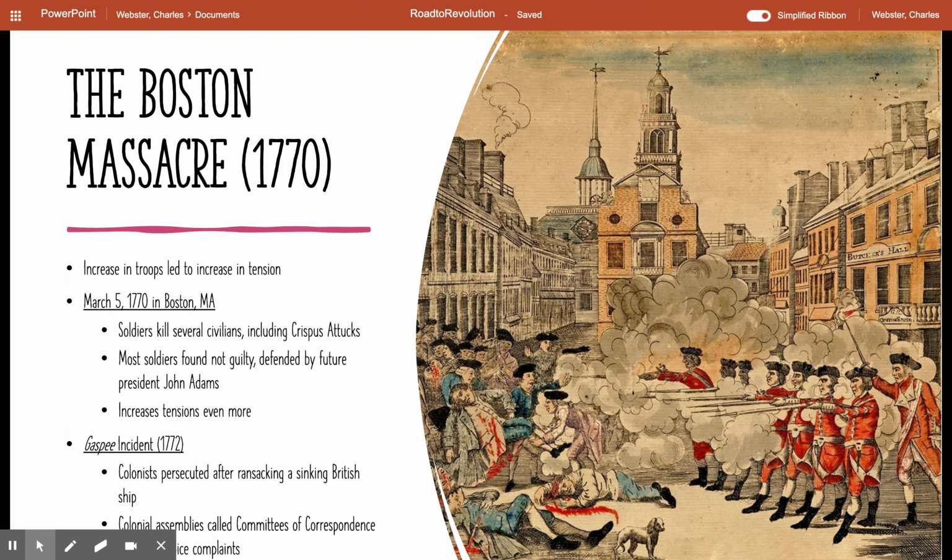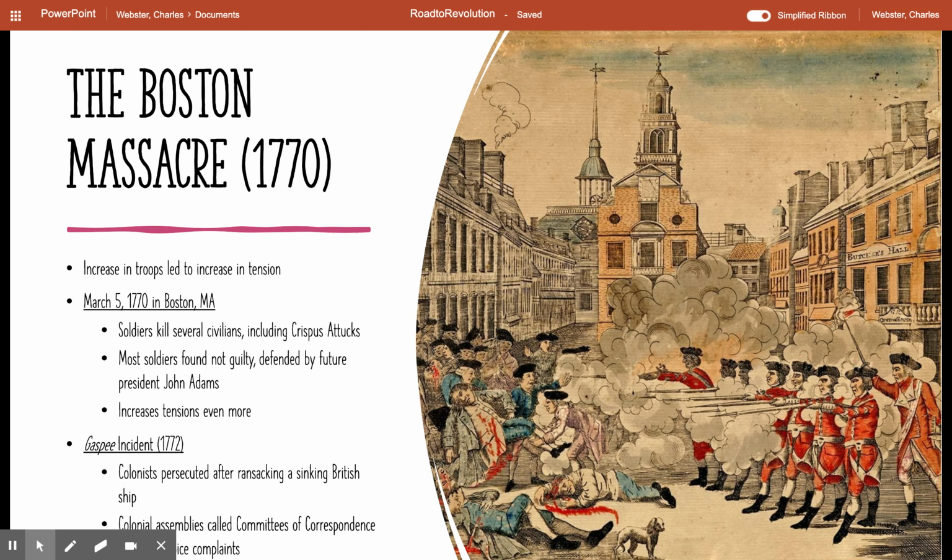So the soldiers went on trial for the massacre, but most of them were found not guilty. And in fact, they were defended by a future American president named John Adams. And he would play a key role in the Revolutionary War. But the fact that the soldiers were acquitted ended up increasing tension, because they weren't found guilty for the murders. So tensions increased even more between the colonists and the British government.